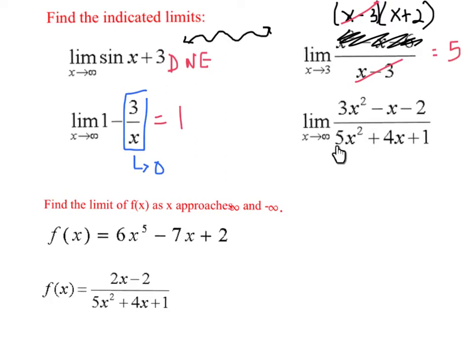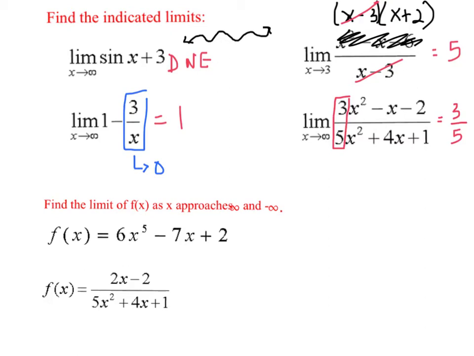x approaches infinity. We see we've got the highest power, we get the same power on the top and bottom. So we use our good old pre-calc asymptote rules. Look at the highest power, the coefficients. It's just 3/5.